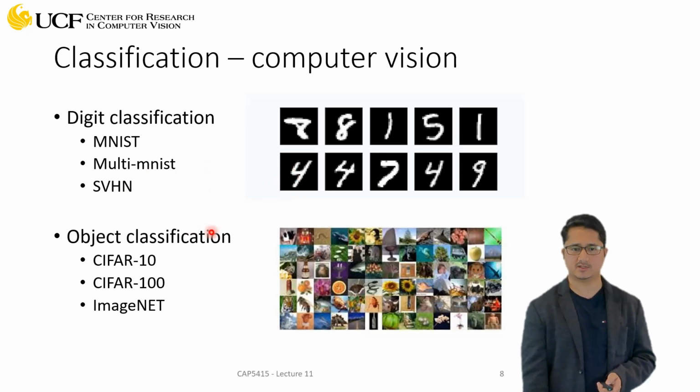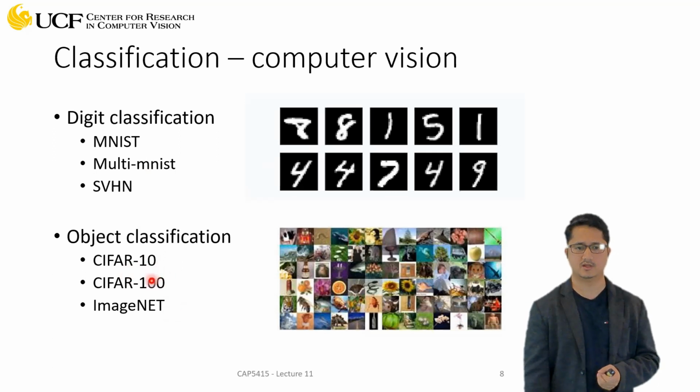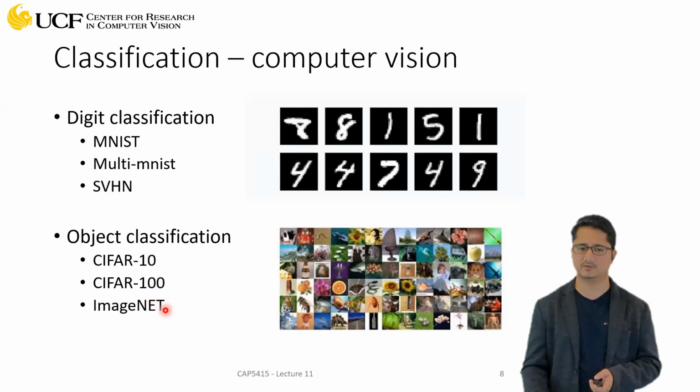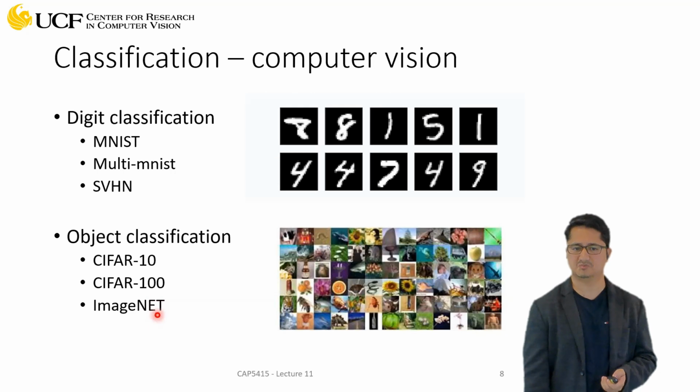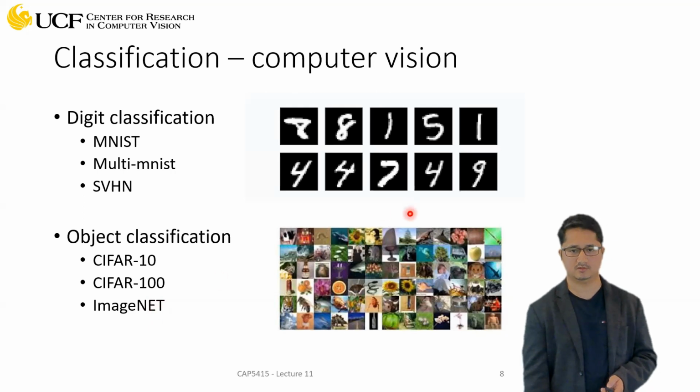Then we can have object classification. Again, we have several data sets here. We have CIFAR-10. It's called 10 because there are 10 different classes. Then we have an extended version of that, which is CIFAR-100, where we have 100 different object classes. And then, of course, we have ImageNet, where we have millions of images. Again, there are different subsets of this. The standard one has 1,000 classes. So if you have to solve the classification problem on this data set, it will be a 1,000-class classifier.